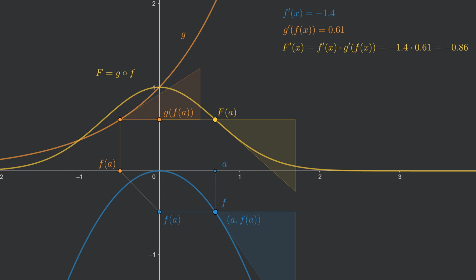And if we think of derivatives as rates of change, we have this rate of change times this rate of change gives the rate of change of the composite function of these two. And suddenly the chain rule becomes rather simple.